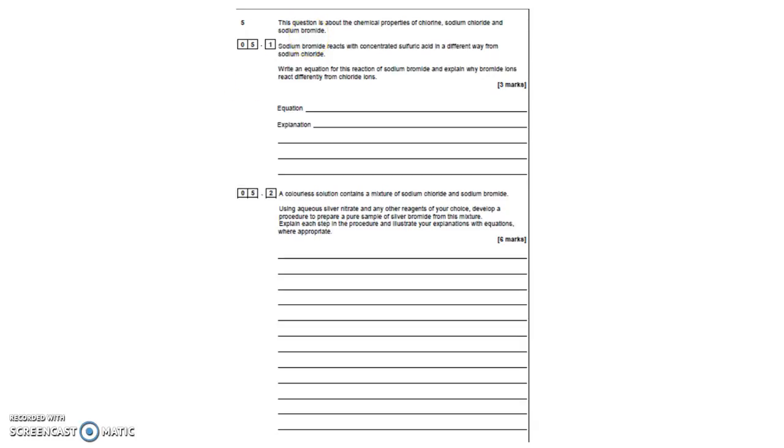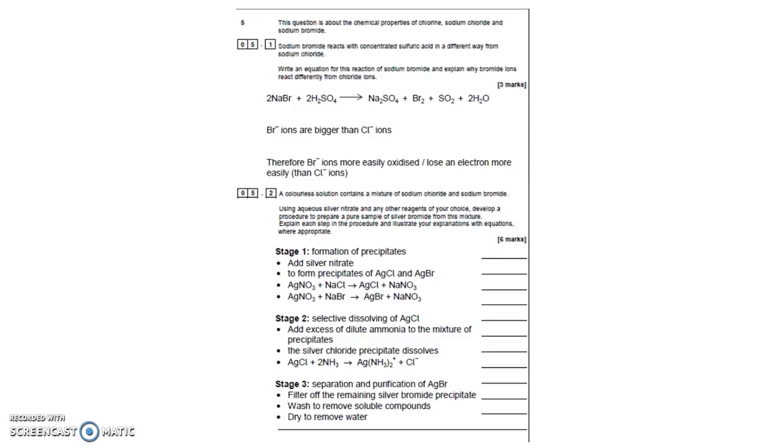Sodium bromide, we've not done that one yet. A colourless solution, so we're going to miss that one out, you've not done group 7 yet. A colourless solution contains a mixture of sodium chloride and sodium bromide. Using silver nitrate and any other reagents, explain what you do.